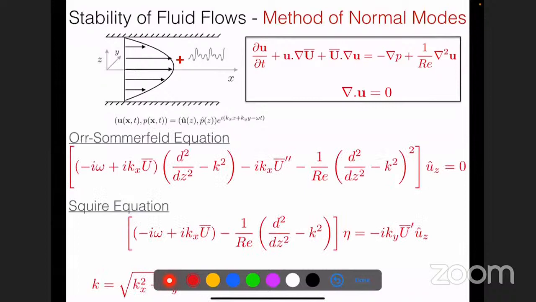So you have finally a set of equations, one of them for the velocity, the other for a component of vorticity. The velocity equation is known as the Orr-Sommerfeld equation. This is for the full three-dimensional disturbances. And the other one is for the perturbation vorticity, which is called the Squire equation. So you have kx and ky as the two wave numbers, and k is the total wave number. I'll take one more question here.